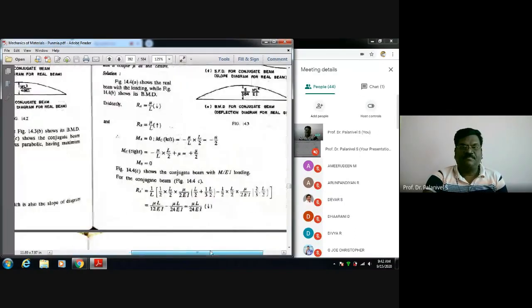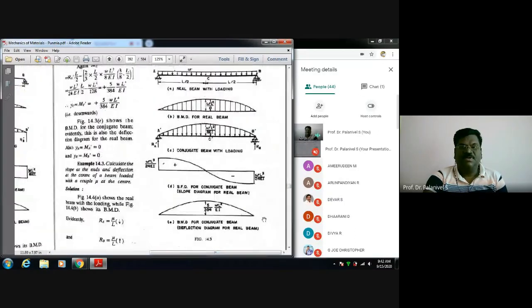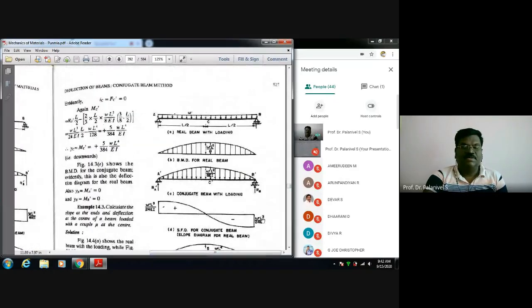We got the support reactions. Now, slope or deflection, what is determined here? Deflection. The maximum deflection is determined at the center. The deflection at the center is equal to the value of the bending moment at the same section.